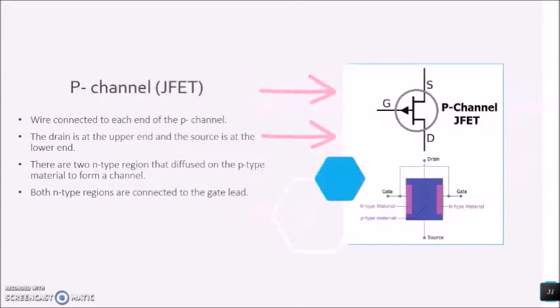Meanwhile, for the P-channel FET, a wire is connected to each end of the P-channel. The drain is at the upper end and the source is at the lower end. There are two N-type regions that are diffused on the P-type material to form a channel. Both N-type regions are connected to the gate lead.